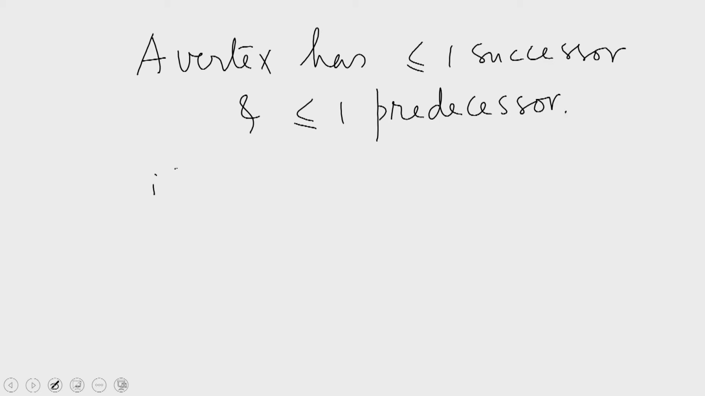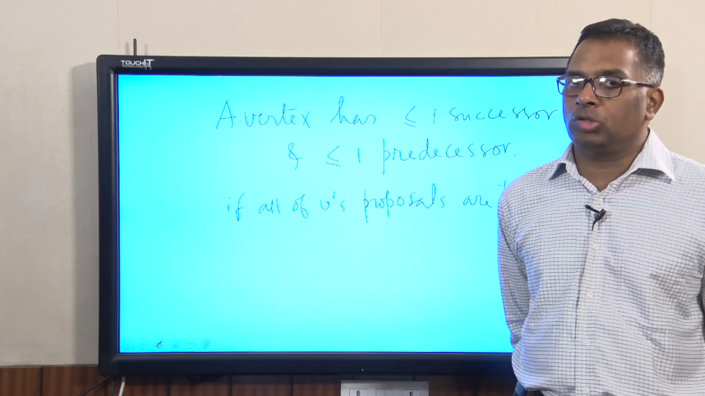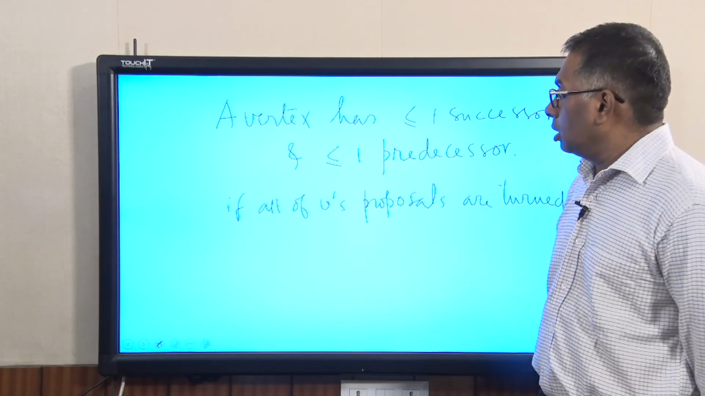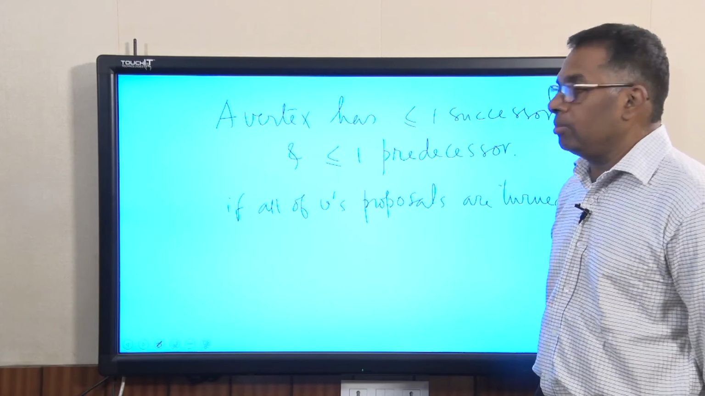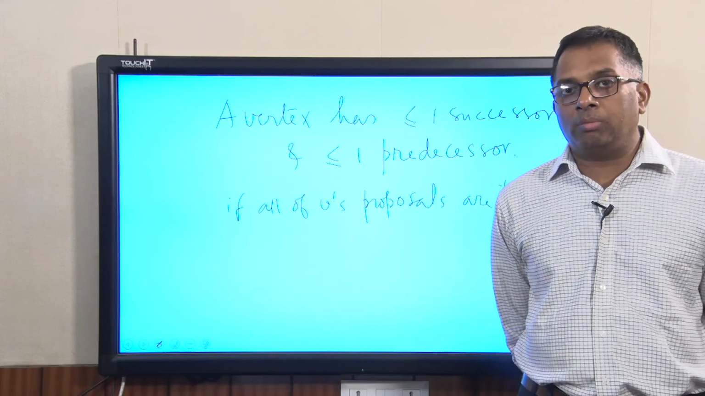When does that happen? If all of V's proposals are turned down. This can happen because in the first step V appeals to its first neighbor. It's turned down because this neighbor has chosen somebody else as its successor. V has appealed to the second neighbor W2 in the second step. Again, this was turned down because W2 turned elsewhere. Likewise, it has gone through all its neighbors and all of them rejected the proposals of V. In that case, V becomes unable to define a predecessor. So, we might end up without a predecessor. Similarly, we might end up without a successor as well.